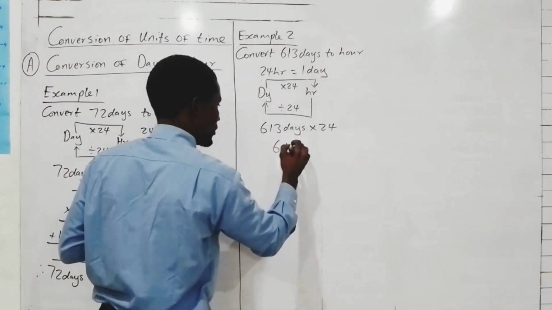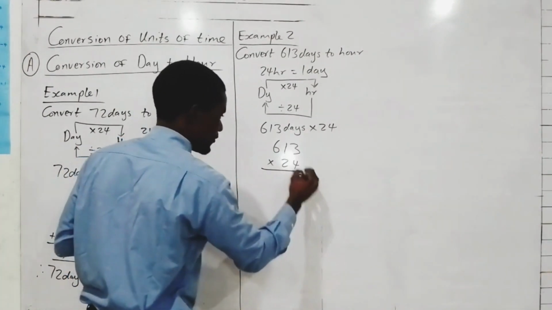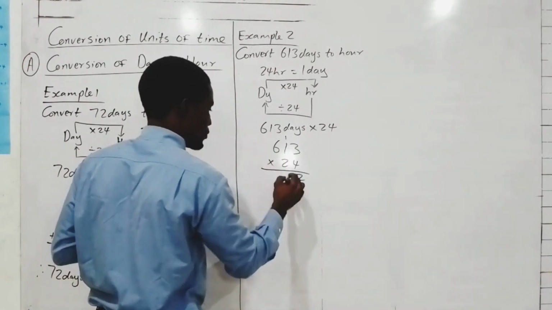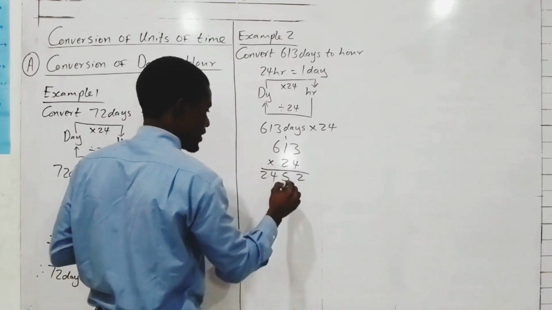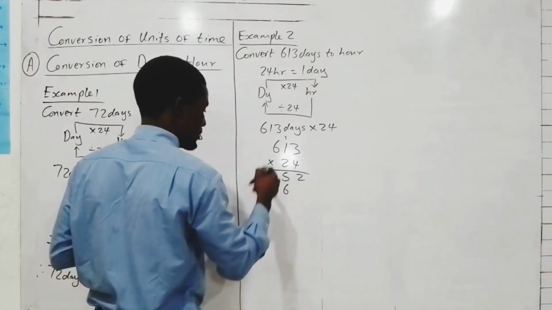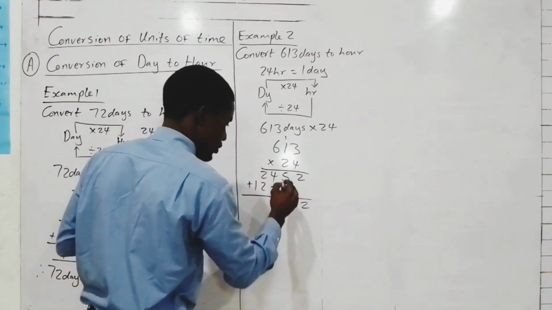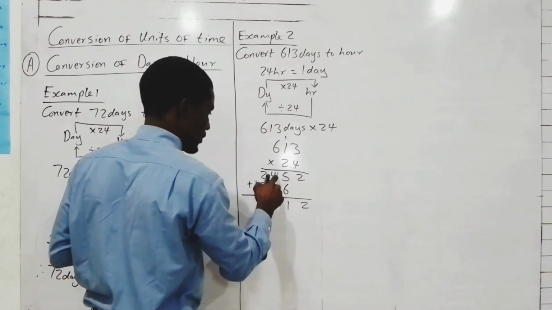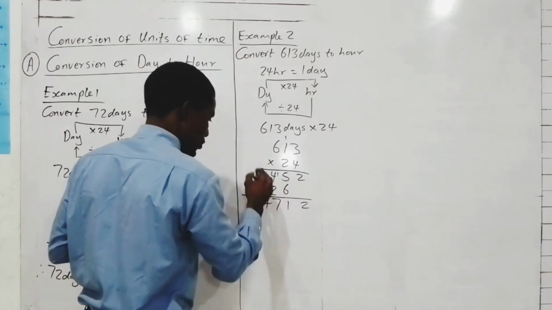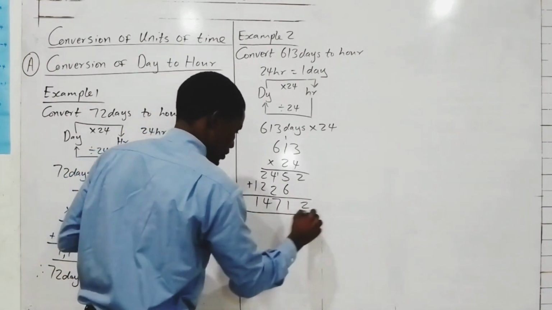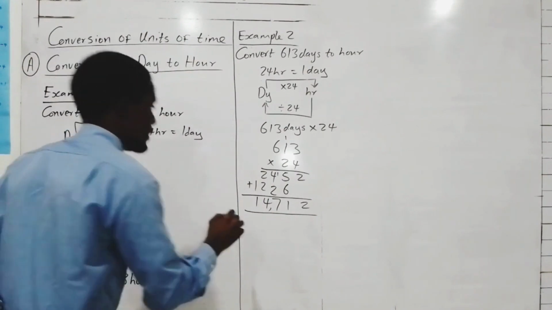So we have 613 days times 24. So let's take our multiplication. 3, 24. 4 times 3, that gives us 12. 4 times 1, 4, plus 1, that's 5. 4 times 6, that's 24. 2 times 3, that's 6. 2 times 1, 2. 2 times 6, that's 12. So we add up our numbers. 2, 11. Move your 1 to this place. 1 plus 4, that's 5. 5 plus 2, that's 7. 2 plus 2, 4. 1 plus nothing, 1. So our final answer is going to be 14,712.